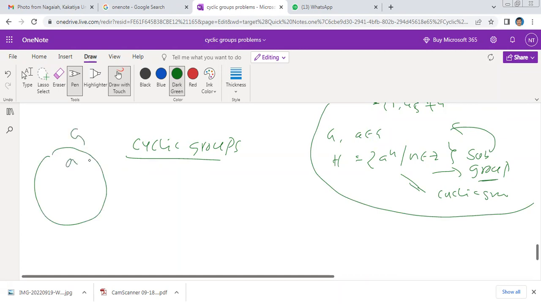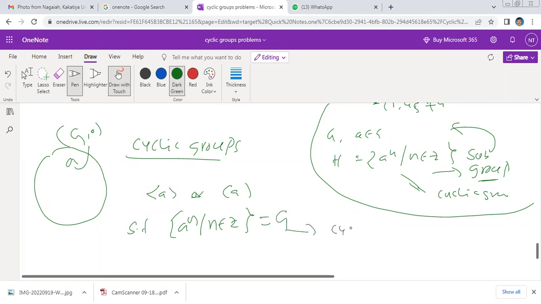Now my definition is: suppose my group is G, and A is an element in G. Then the cyclic group generated by A is denoted by this symbol or this symbol. Let G, dot, be a group. If there exists an element A belongs to G such that the set of A to the power of n such that n belongs to Z gives G, then G is called a cyclic group. A is called the generator. G is equal to the group generated by A.